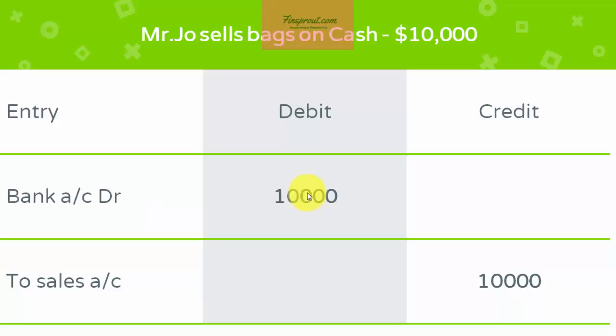Second transaction is Mr. Joe sells bags on cash $10,000. In this case, Mr. Joe has made cash sale. So Mr. Joe is receiving cash. Bank balance is increasing, so I have debited here bank account debit 10,000 and income is credited by 10,000. Entry is bank account debit to sales account $10,000.